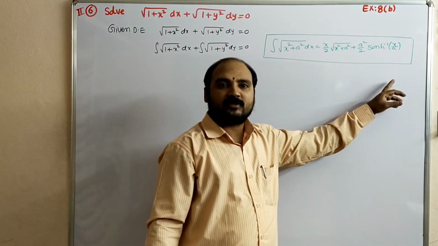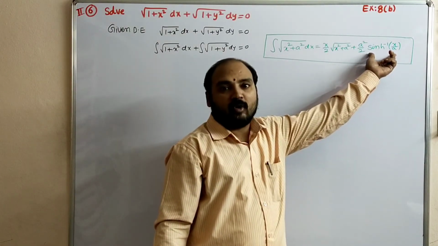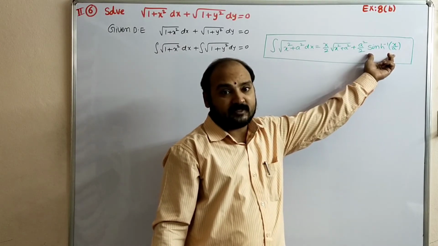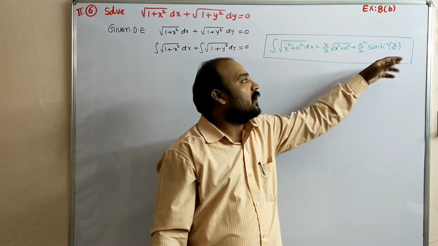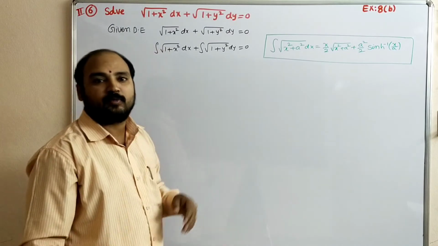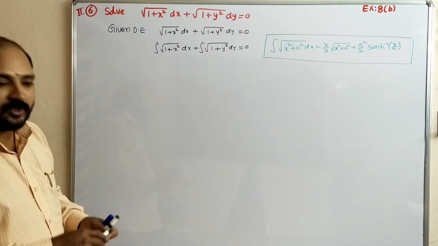You remember that, dear students? a square by 2 into log mod x plus root of x square plus a square. Like this it will be given in the options. So you can make a note of that.